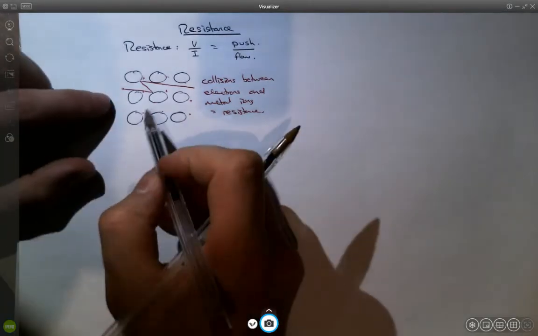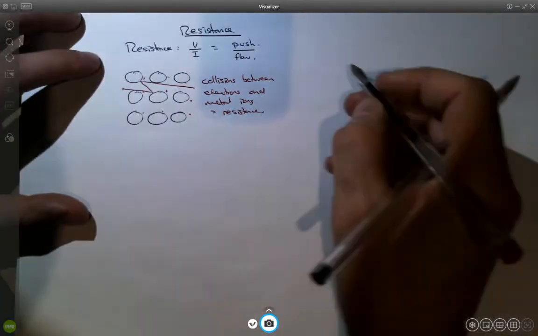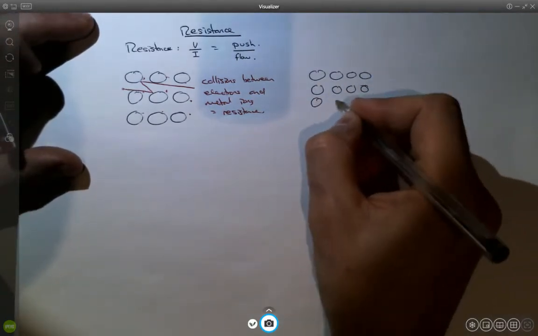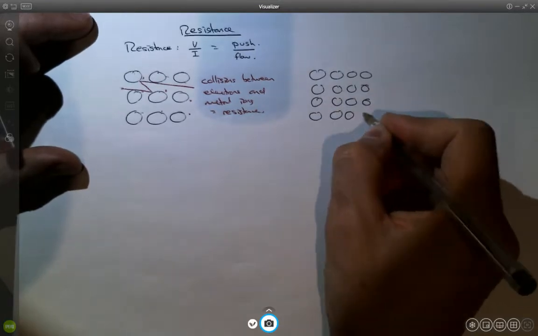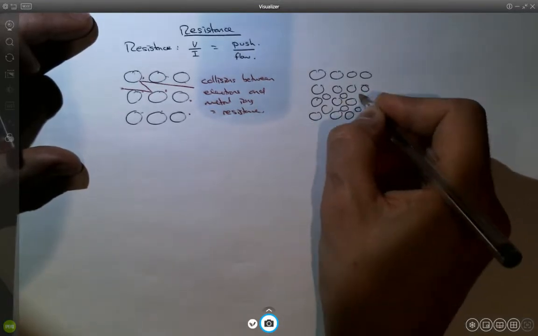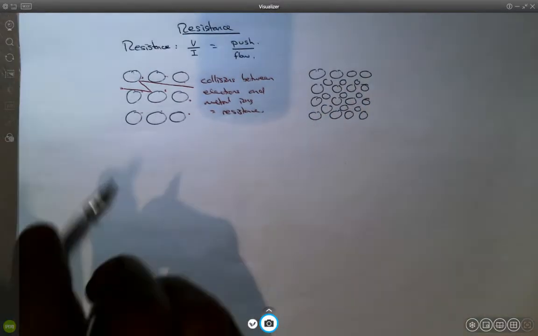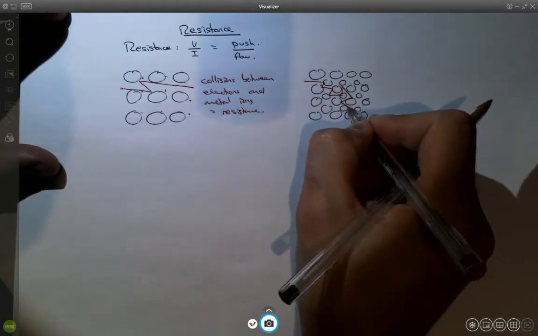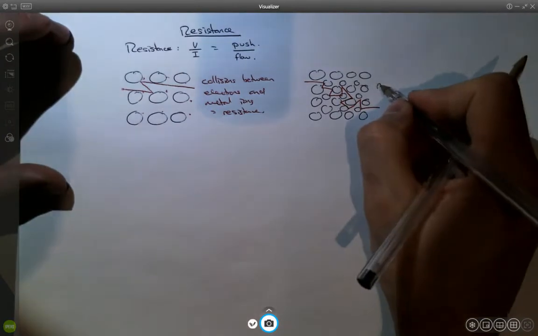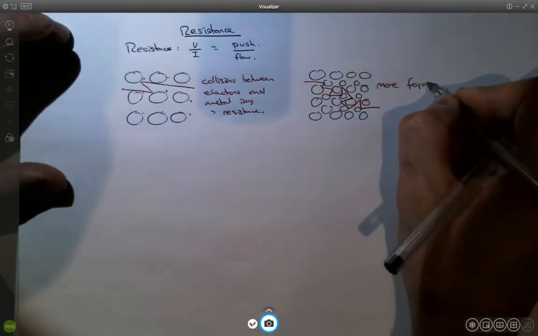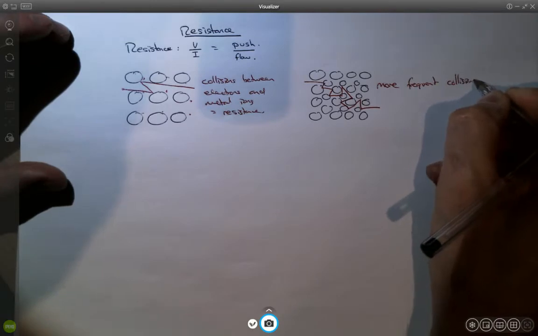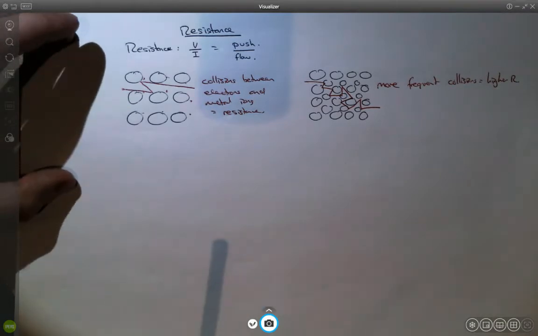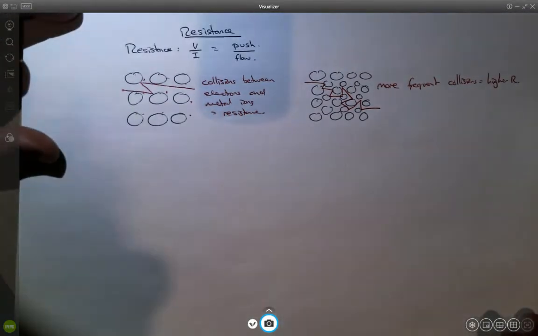So here we've got a relatively low resistance. We haven't got very many collisions. Let's draw something that has a much higher resistance. You can see there's obviously far more ions here, so that when I then have my electron moving around and colliding, it will have many more collisions. So more frequent collisions equals a higher resistance. You can do some nice animations on PowerPoint, or you can find some nice animations on the internet to demonstrate this.